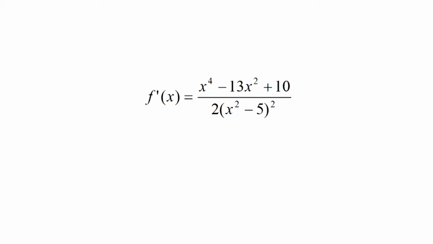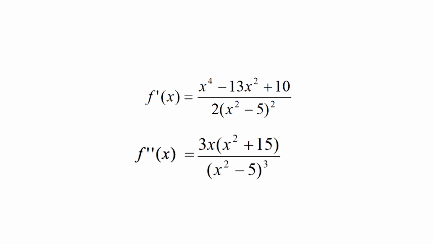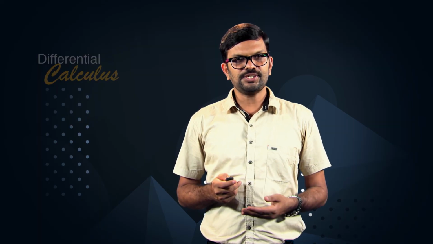We shall now evaluate the second derivative. Differentiating f dash of x is equal to (x to the power 4 minus 13 x square plus 10) whole divided by 2 times (x square minus 5) square, we get f double dash of x is equal to 3x into (x square plus 15) whole divided by (x square minus 5) whole to the power 3. Y double dash is equal to 0 implies x is equal to 0. Hence, x is equal to 0 is possibly a point of inflection.